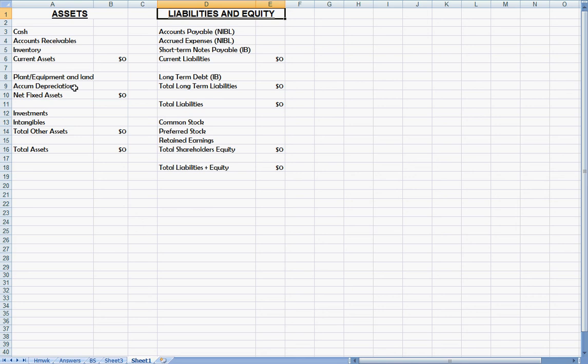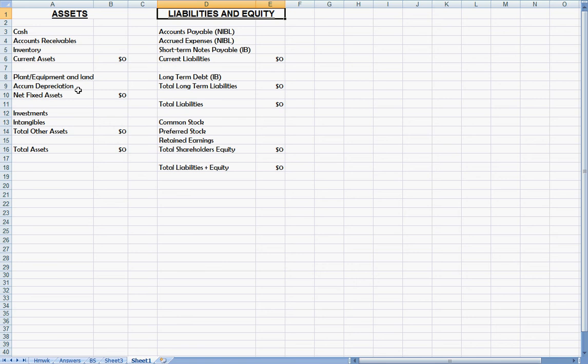The total of all of those assets subtotals into current assets. The next category is our plant, equipment, and land. And in this case, our gross fixed assets are the plant, equipment, and land at book value. We then have to deduct accumulated depreciation, which is the amount of depreciation that has built up over time, and that will give us net fixed assets.